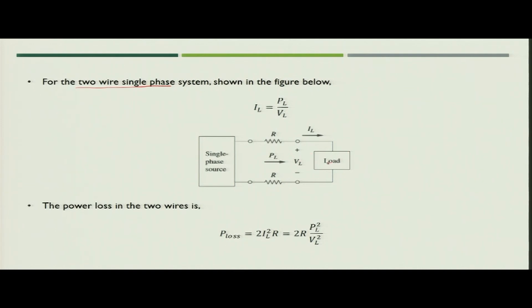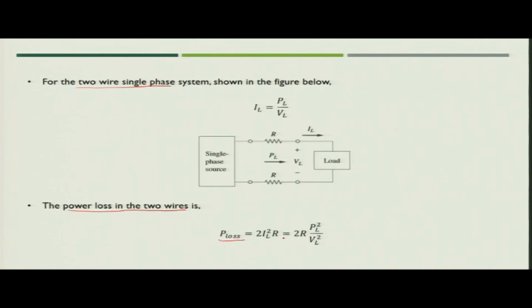Let us say that the power being supplied to the load is PL, the voltage across the load is VL, and the current flowing in the load is IL. R is the resistance of the transmission wire. So, the power loss in the 2 wires, because we have 2 wires for creating the single phase circuit, will be 2 times IL square into R.